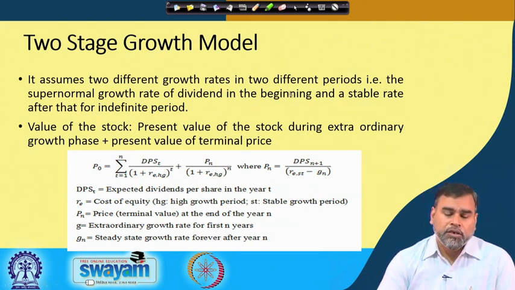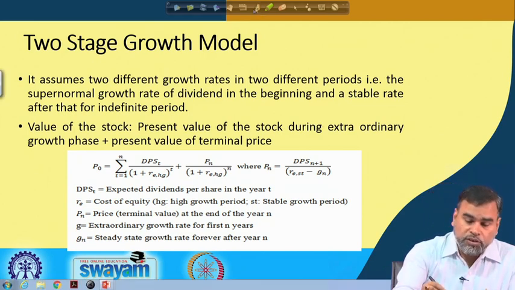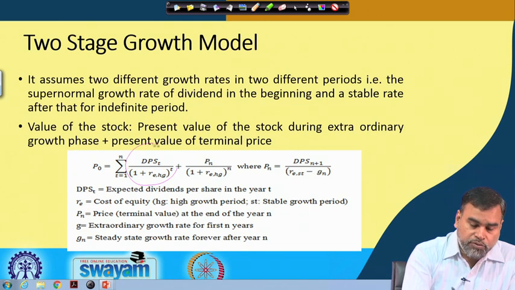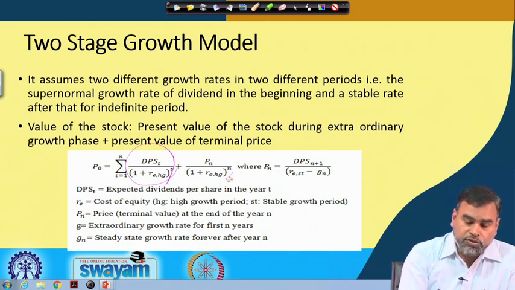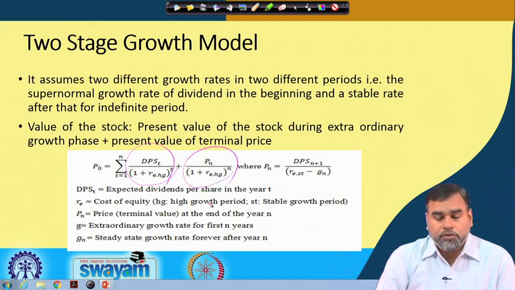So, now if you observe, because we have the two different growth stages, we have two different terms that we can use for the valuation of that equity. One is the high growth rate term and another one is the constant growth rate term, or the stable growth rate term. So, if you see this one, this term talks about the high growth rate term and this term talks about the constant growth rate term.